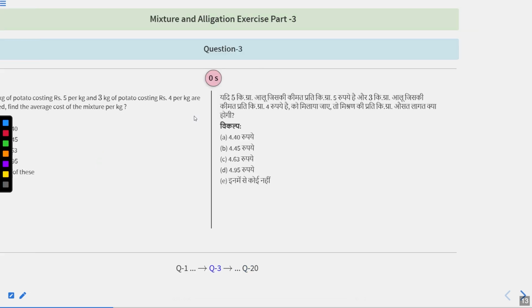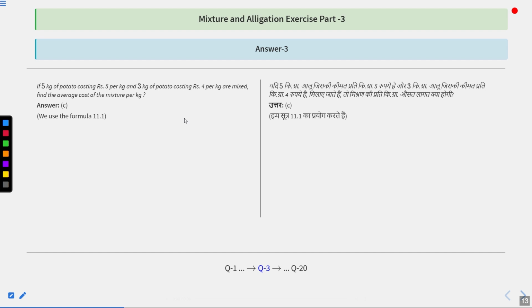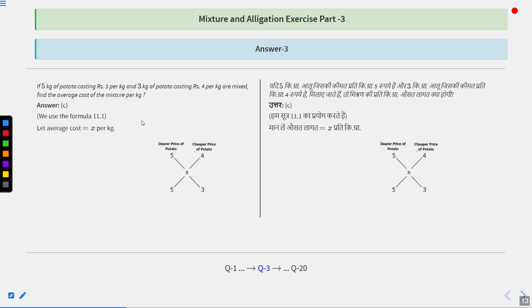Now time's up. Let's see the solution. We are going to use formula 11.1. Now let the average cost be X rupees per kg for all the potatoes. Clear? So the dearer price, it means the costlier potato, and the cheaper potato's price are given as 5 rupees and 4 rupees per kg. Clear? So we let the average price be X, and the ratio is given as 5 kg and 3 kg. So we know that.